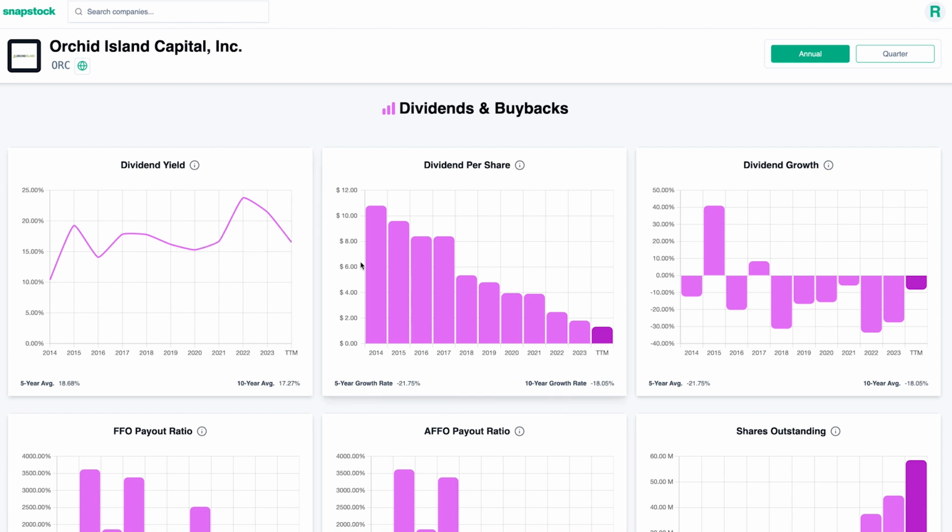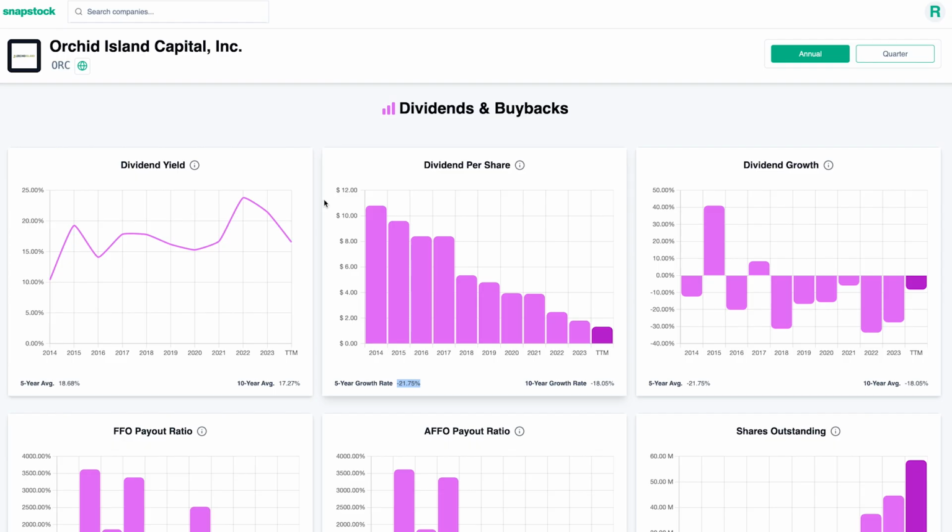The company, as we can see here, has a negative 5-year dividend growth rate of minus 21.75%, which means they've actually been reducing their dividend payments over time, which is the opposite of what you want with your investments. And we can clearly see this has been the case just looking at the chart right here. In 2014, they were paying out $10.80 per share in dividends. In the trailing 12 months, this has been cut to almost a tenth, and it's now $1.32.